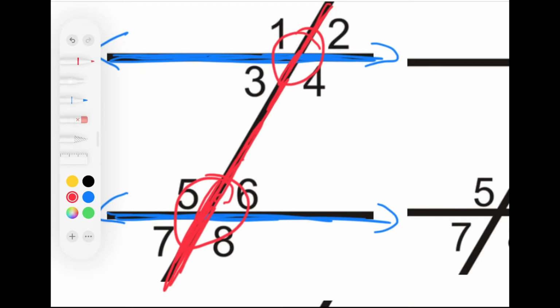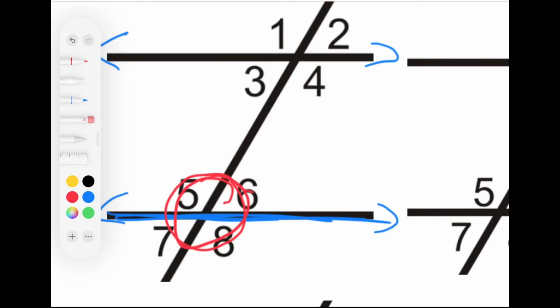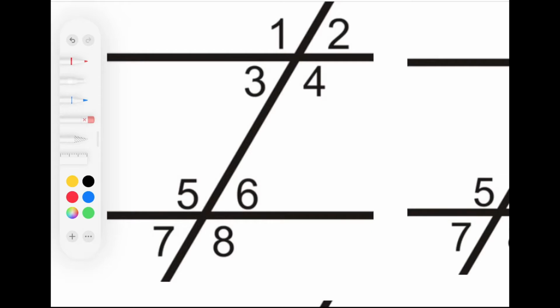Once we have these two different intersections, there's going to be a relationship in between all of these angles. Some of them are going to be congruent to each other, meaning equal to each other, and some of them are going to be supplementary, meaning that they add up to equal 180. So let's look at which ones are congruent to each other and which ones are supplementary to each other.